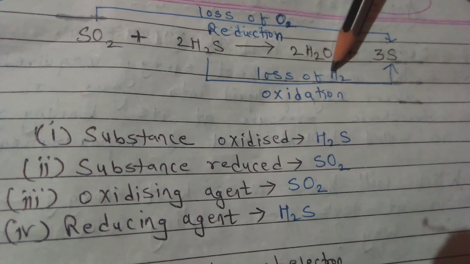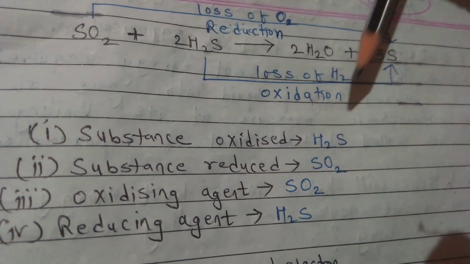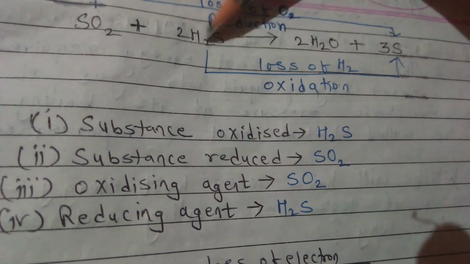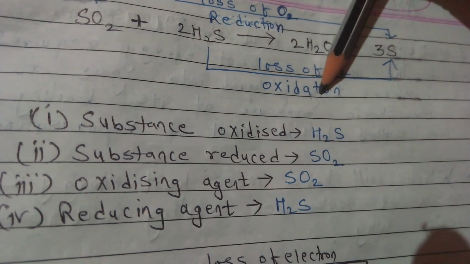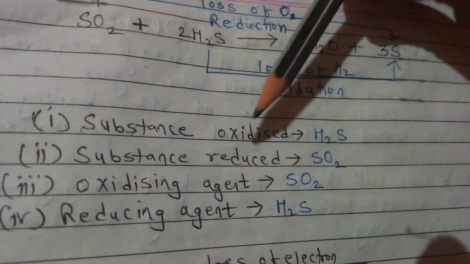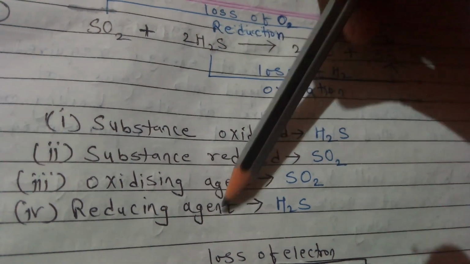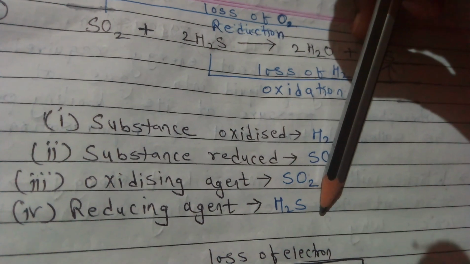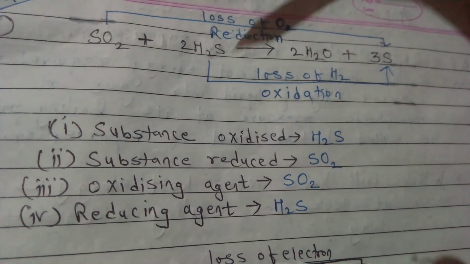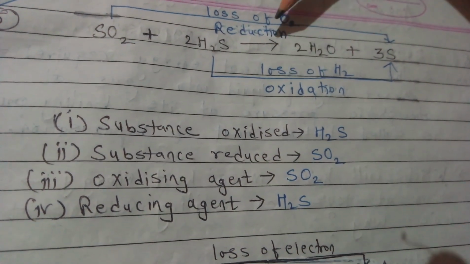And what is loss of hydrogen? Oxidation. So which substance is losing hydrogen? H2S. So H2S is getting oxidized. So substance oxidized is H2S. And the substance which is oxidized is what type of agent? Reducing agent. So reducing agent is H2S. Clear? So till here what I have explained, redox reaction on the basis of loss or gain of oxygen.